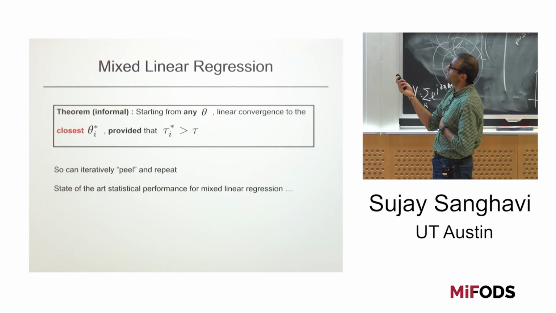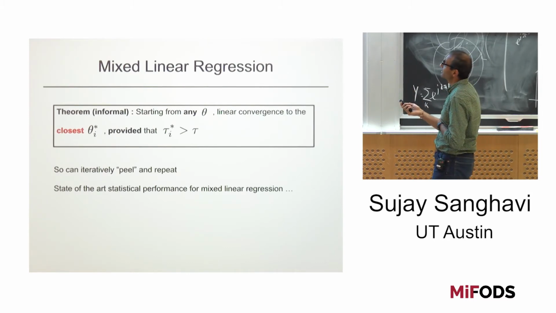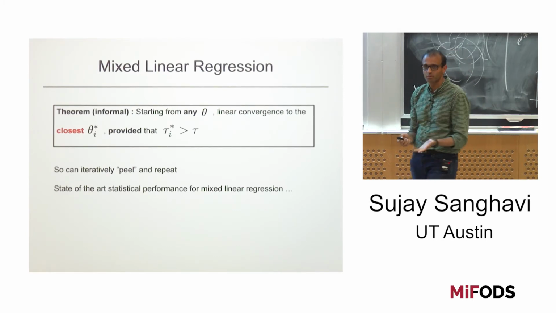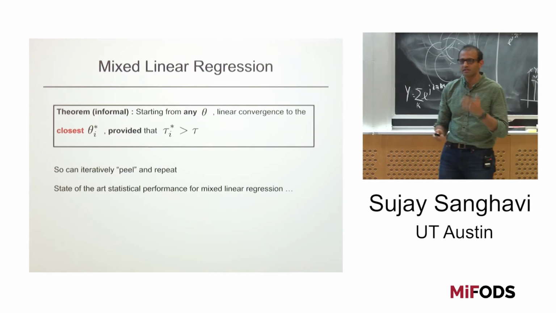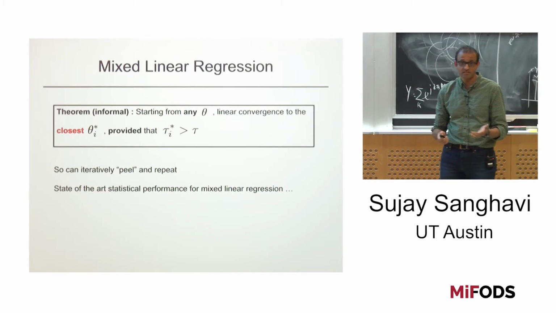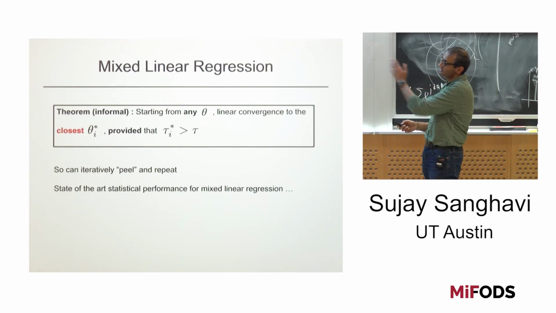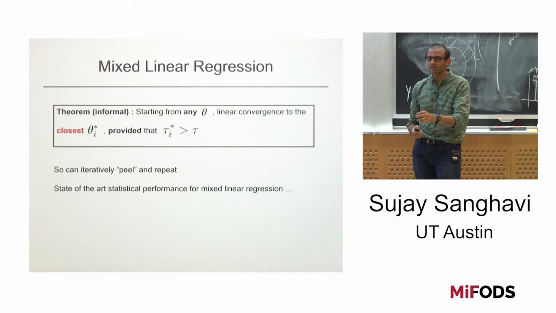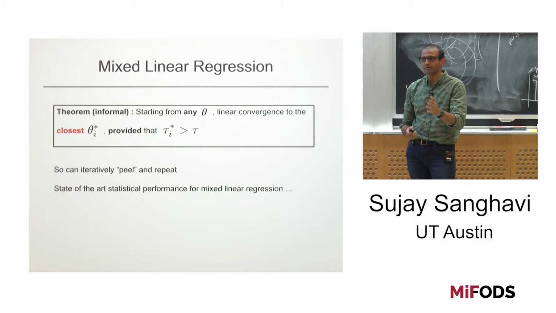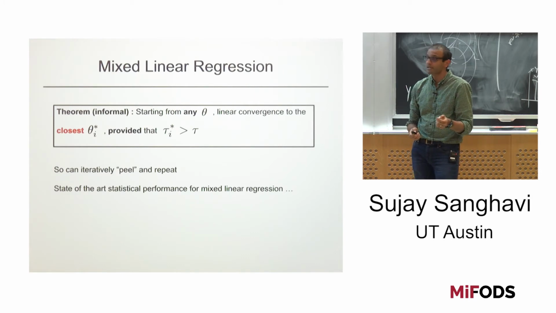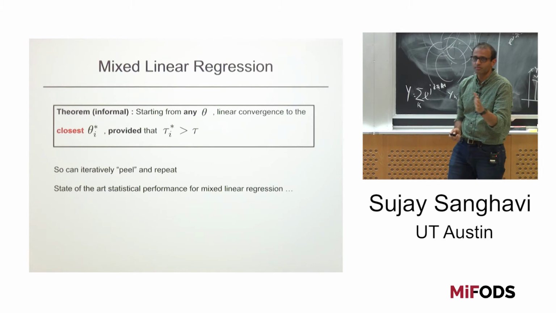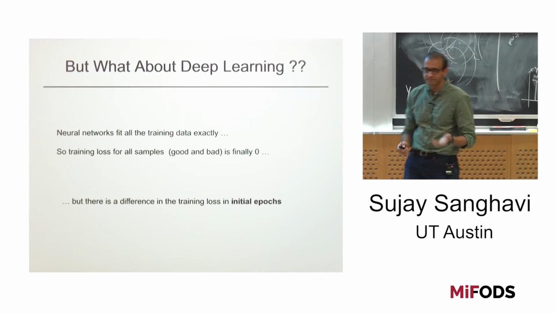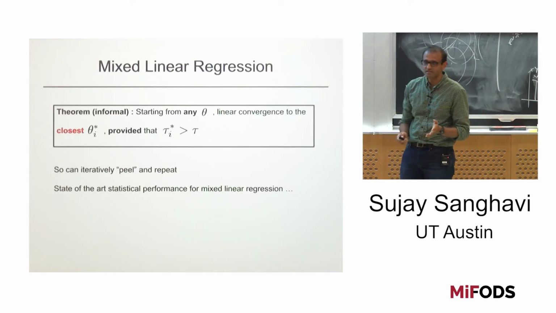Surprisingly, this simple algorithm gives the best statistical performance for mixed linear regression when there is no noise. There has been quite a bit of work on mixed linear regression, including using the EM algorithm and convex relaxations. This works better than all of them, with a caveat, which is the resampling. You need log n resampling to get within 1 by n kind of error. Modulo that, it's the state of the art. So that was mixed linear regression.